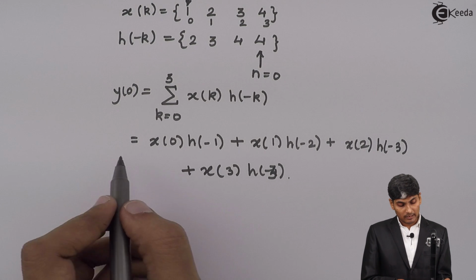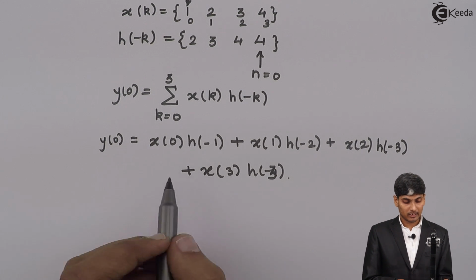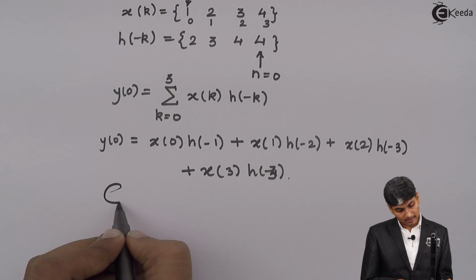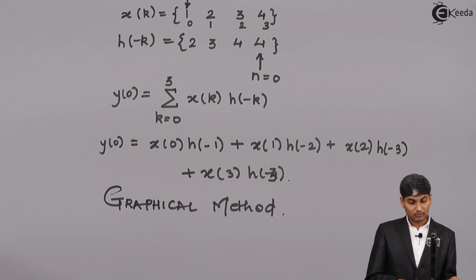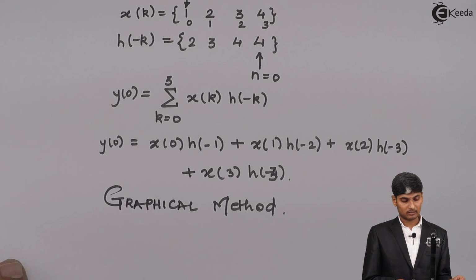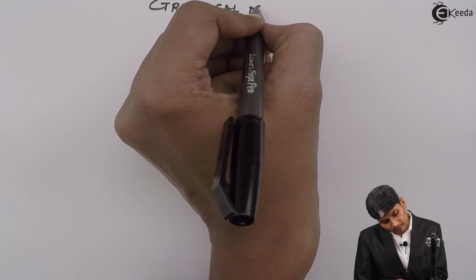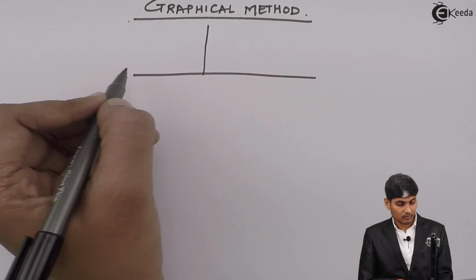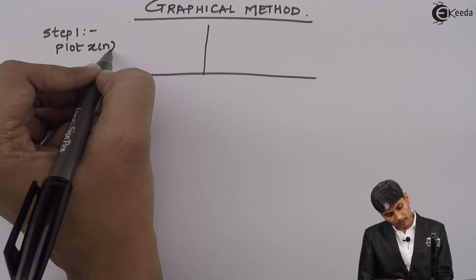So, it is really difficult to visualize this y of 0 or really difficult to analyze this equation. So, let us use one more method which we called as a graphical method. This will ease our life. So, let us choose to go with graphical method. Now, with the graphical method, we plot x of n first. So, I say that step 1, plot x of n.